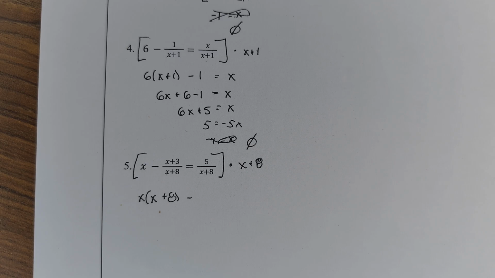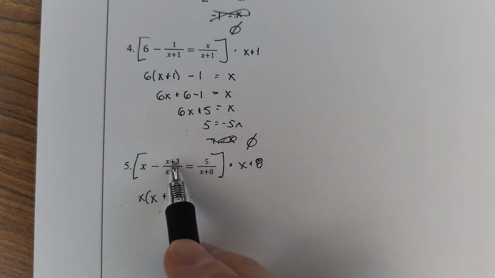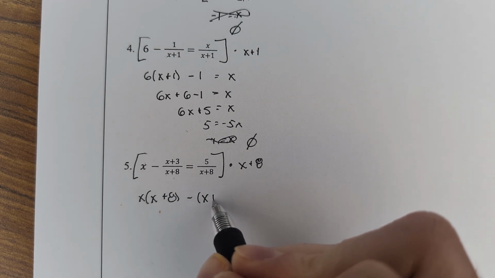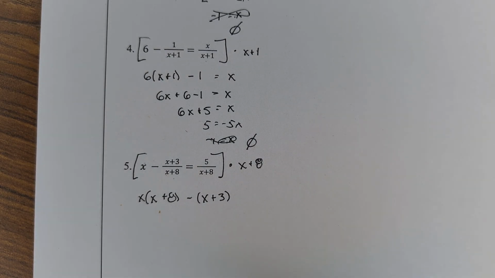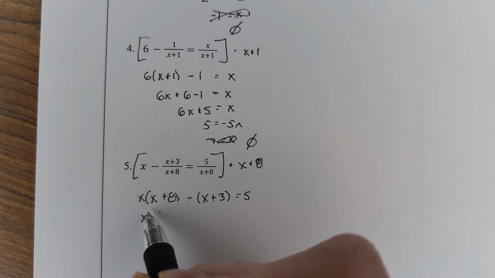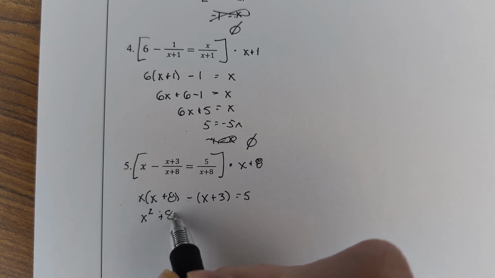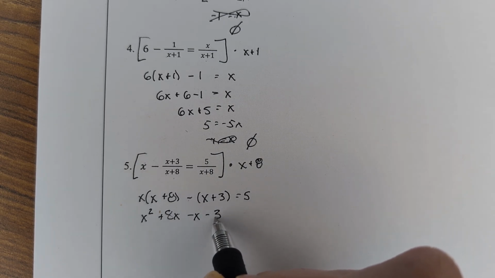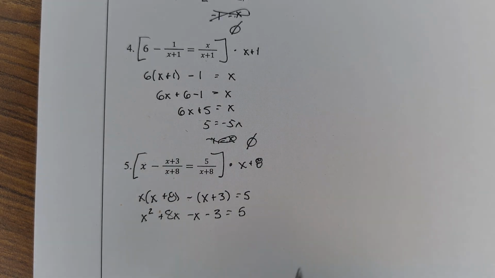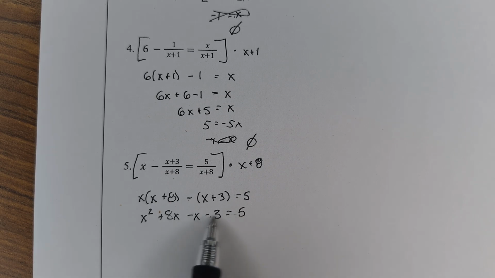Now, you have to be careful if you have more than one term on the top of your fraction, because when these x plus 8's cancel, I still have this x plus 3. But even though there's technically nothing multiplying it, it needs to go in parentheses to keep track of that negative sign. The right-hand side, 5. So this is going to become x squared plus 8x minus x minus 3 equals 5. If you forget the parentheses, you'll end up with -x plus 3 here, which means your solution won't come out right.